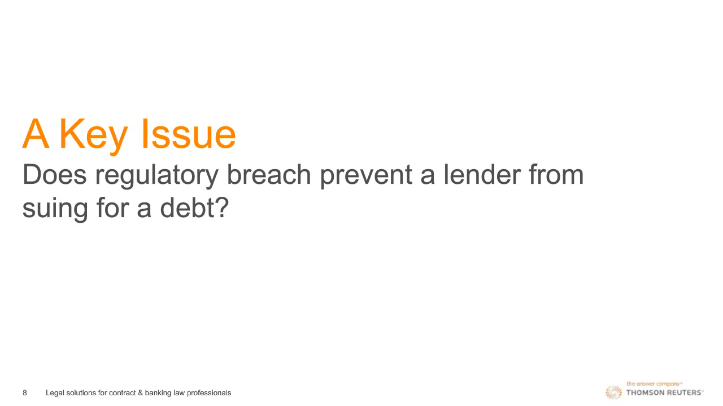So the starting point, and I suppose the central question I'm going to look at is whether a regulatory breach, in particular by an authorised bank or financial institution, is going to prevent that institution from insisting on its legal rights. In other words, does this doctrine that Bob has outlined operate so as to deprive, for example, a lender of its rights to sue for the recovery of a debt that is due?